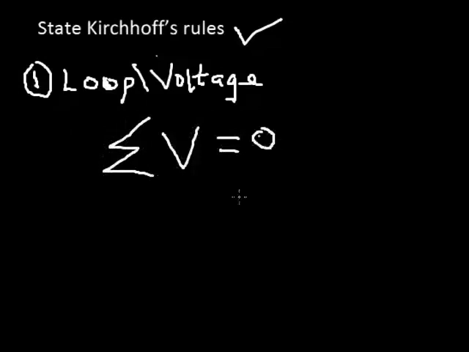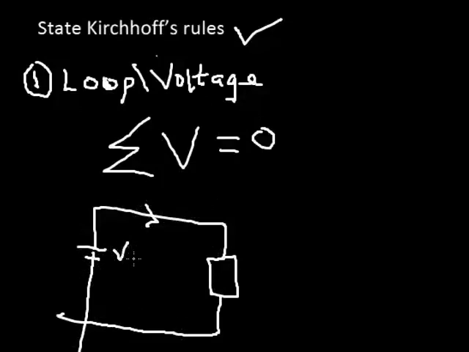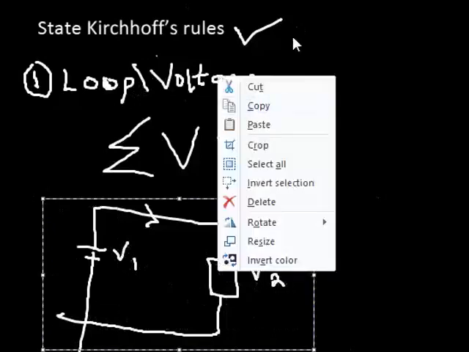Now the question is, what is a loop? A loop is simply a closed path that current travels. For example, this is a loop. If I draw a resistor connected to a battery, this is a loop because current goes like this and returns back. So if I sum all the voltages in a loop, let's say this voltage is V1 and this voltage is V2, with their signs, it will always be equal to 0. So that is the Kirchhoff voltage or loop rule.